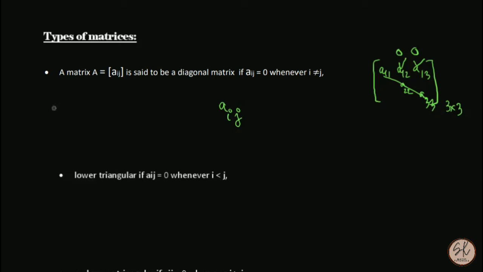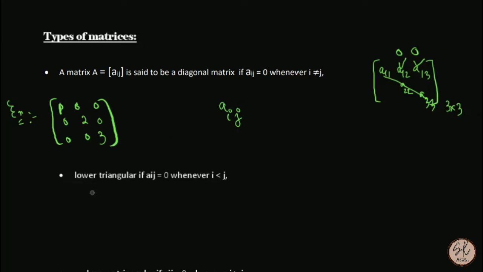For example, here this is 1, 0, 0, 0, 2, 0, 0, 0, 3. This is an example of a diagonal matrix.